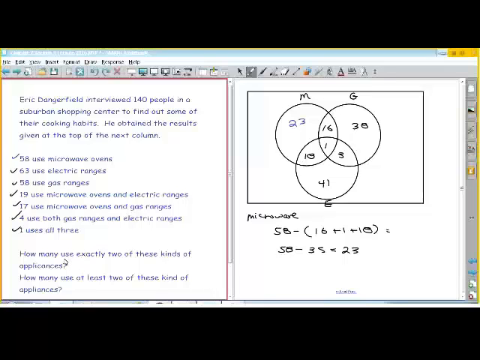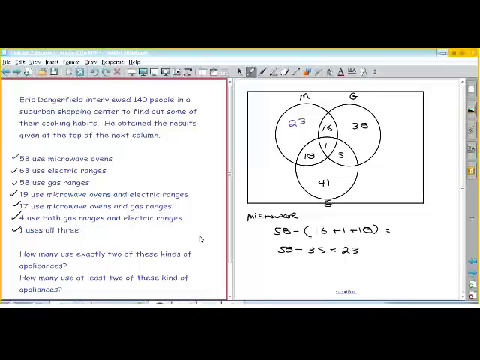Okay, so now we can answer these other two questions. Exactly how many use exactly 2 of these kinds of appliances? So it says exactly 2. So which areas represent exactly 2 on this diagram? So this one, this one, this one. What about that one? No. So it's not in the middle, because that's 3. So it would be this one, and this one.